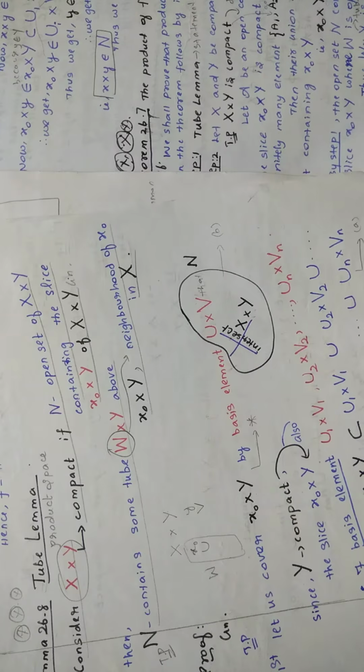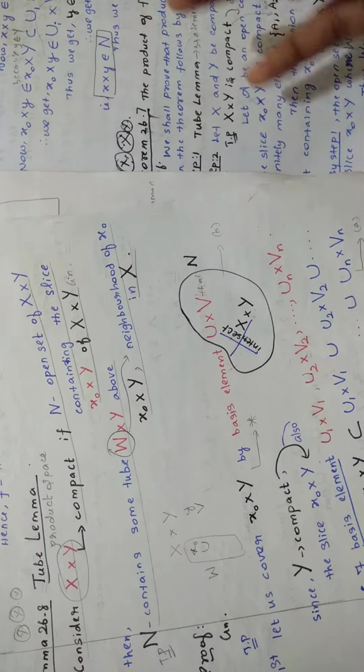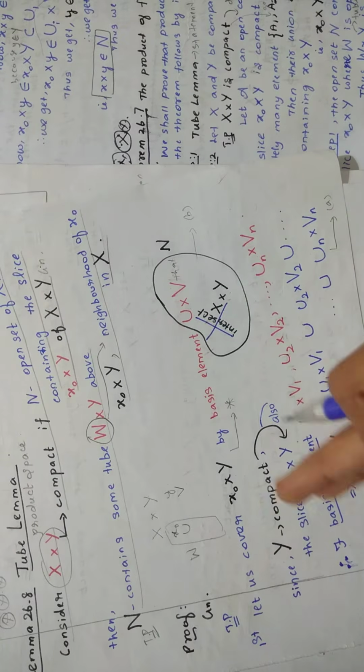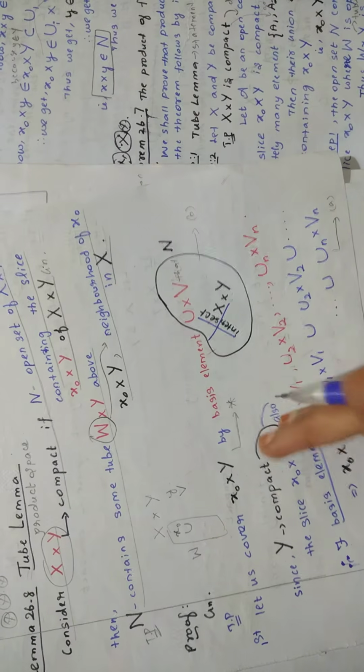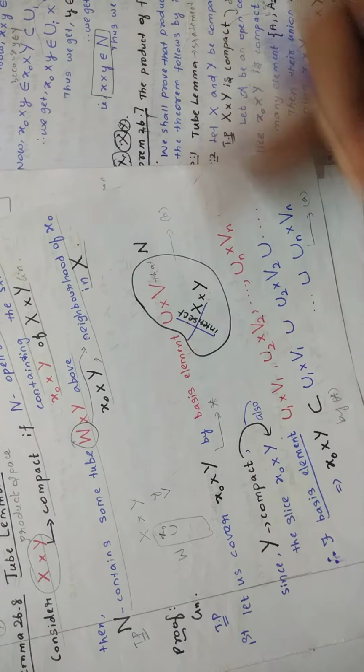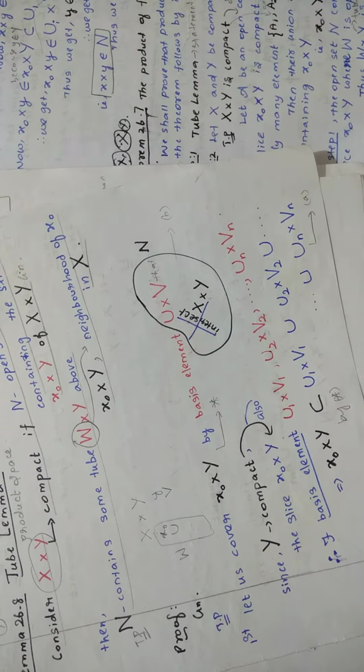Our open set. Okay, now since Y is compact, in our statement you have Y is compact, right? So here from the statement you are writing Y is compact. The slice you have, X naught cross Y, that will also be compact. That is what you will write in the next line. Since Y is compact, the slice is also compact. And then the slice is compact, no? So by the definition of compact, you can take some collection from the compact set, right? So there exists some collection of basis elements.